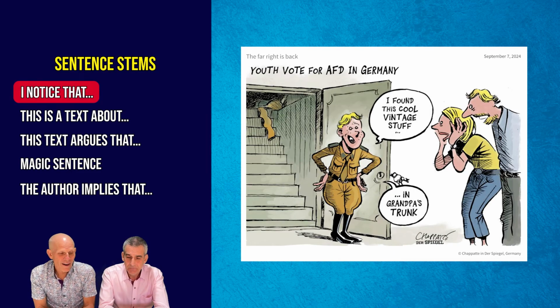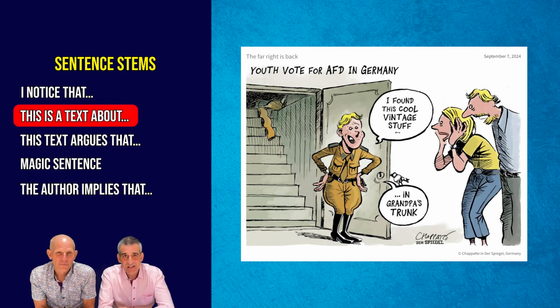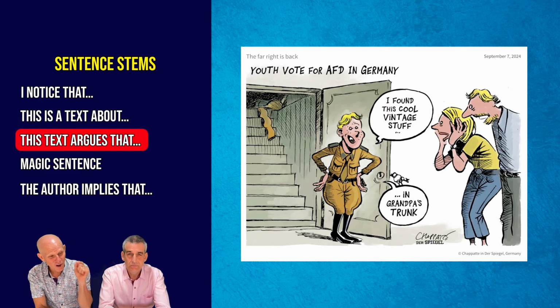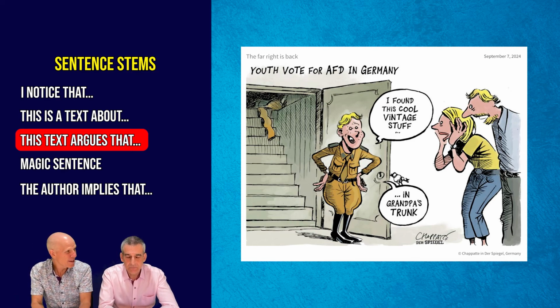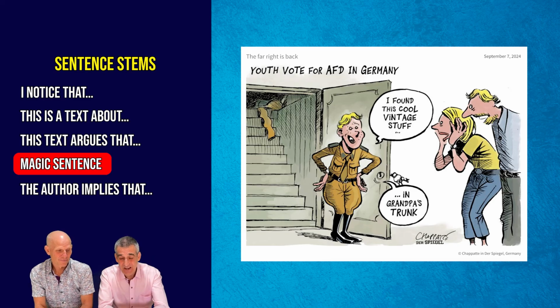Sentence stem number 1, I notice that. Helps us describe and just pay attention to the details. Sentence stem number 2, this is a text about, and that helps us identify the key topics of the text. Sentence stem number 3, this text argues that. That helps us bring those topics together, show the relationship, and arrive at a thesis. Sentence stem number 4, writer plus verb plus technique plus reference plus verb plus idea equals the magic sentence. And that's good for base level analysis.